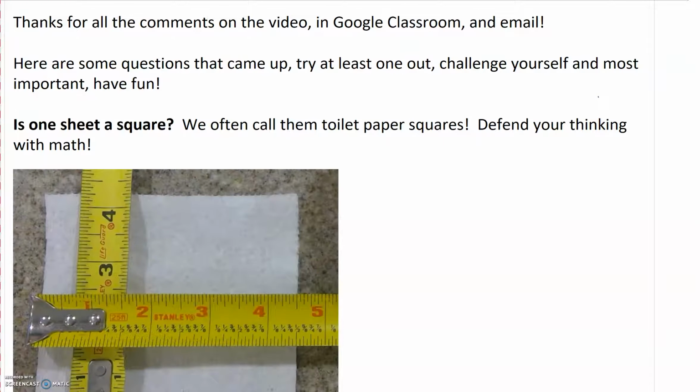And then just try one or try the ones you can and see what happens, right? These could get quite complex, or they could go pretty easy for you. It just depends. But make sure you work on them and make sure you defend your thinking. That's the biggest one. So like the first one, is a sheet a square? And really, I want you to just think about what you know about squares, and if it is, and how do you know it is or is not.